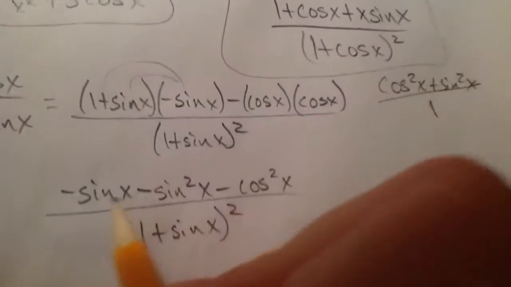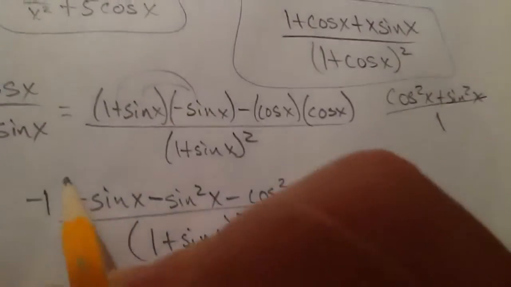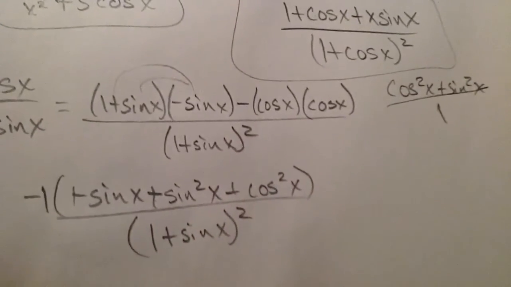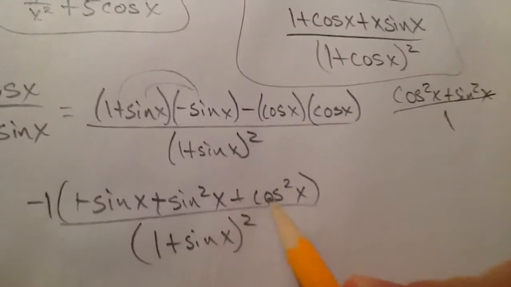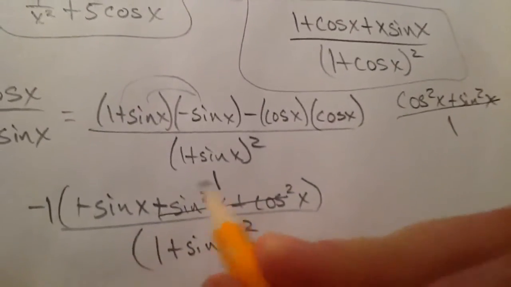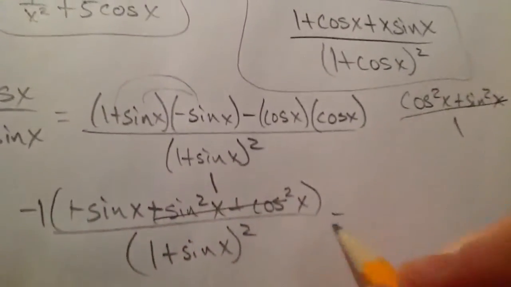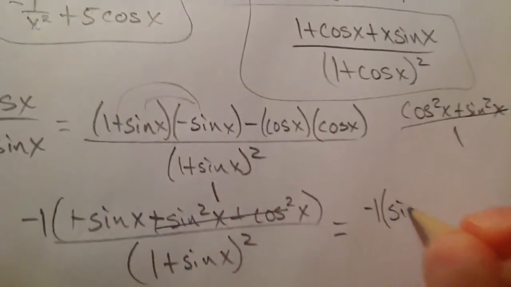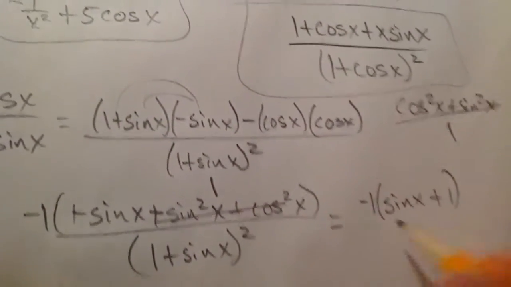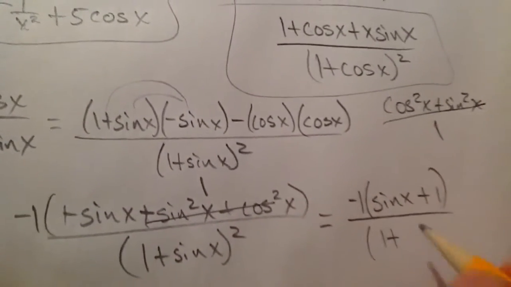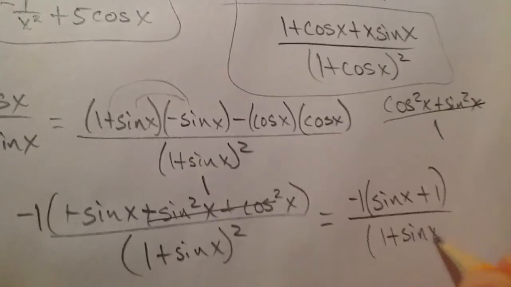So what you're going to do is factor a negative 1 out of the top. And that'll change all of these to positives. Well, now you have sine squared plus cosine squared, which is just 1. So you have 1 plus sine of x on top, or sine of x plus 1, doesn't matter. So you have a negative 1 out there. It's sine of x plus 1. And on bottom, 1 plus sine of x squared.